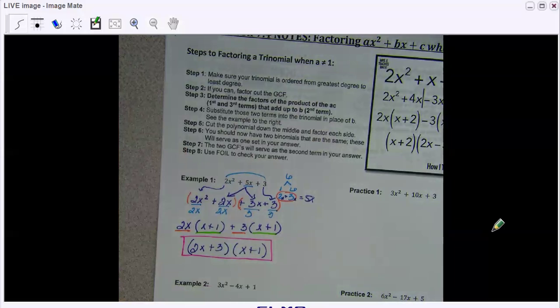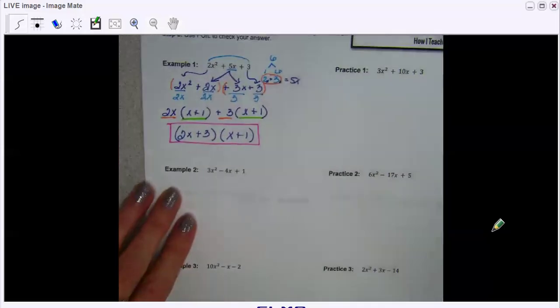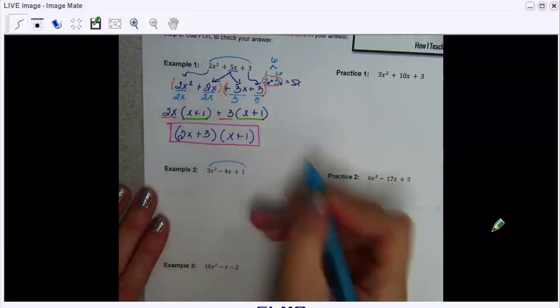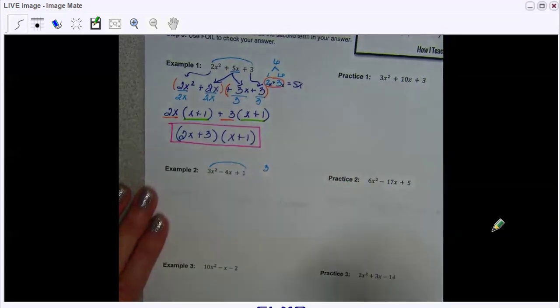Are there any questions about that? Let's go ahead and do example 2 together. Okay, this time we have to find factors of 3 that give us a -4.